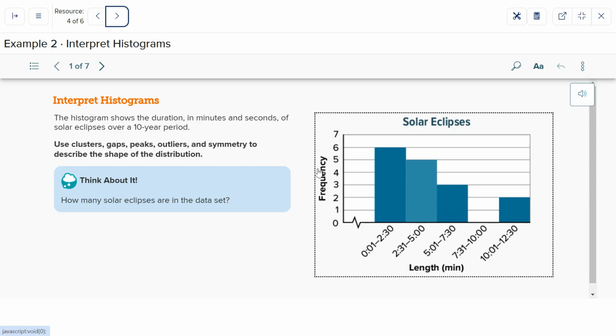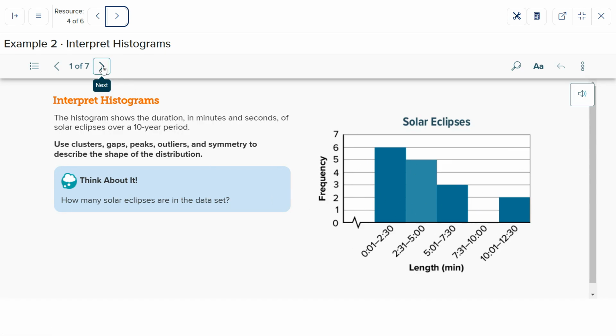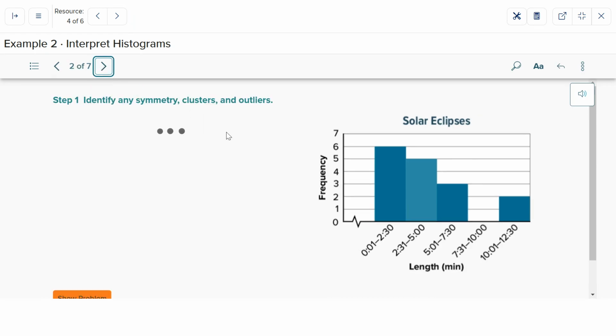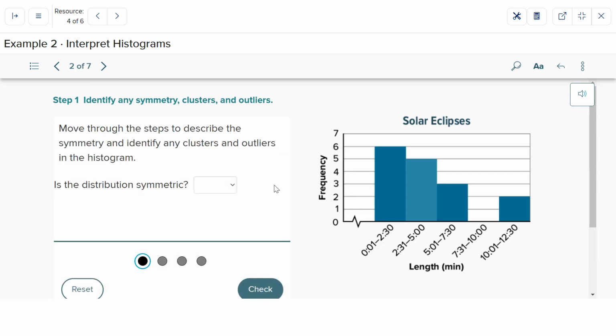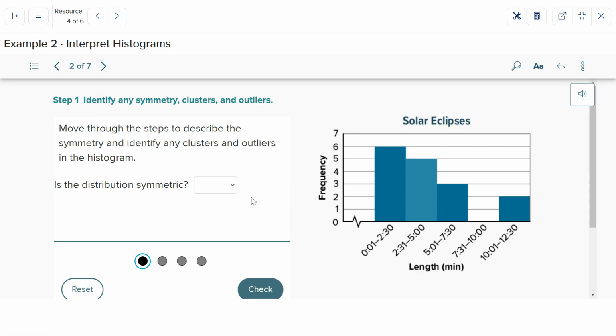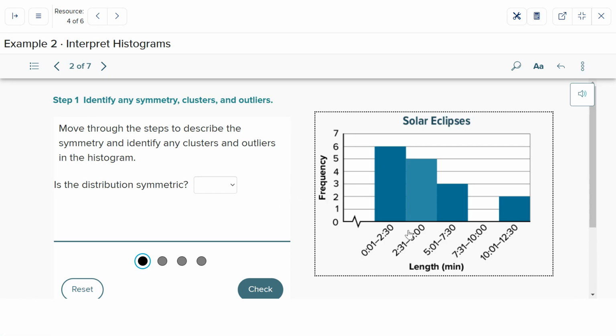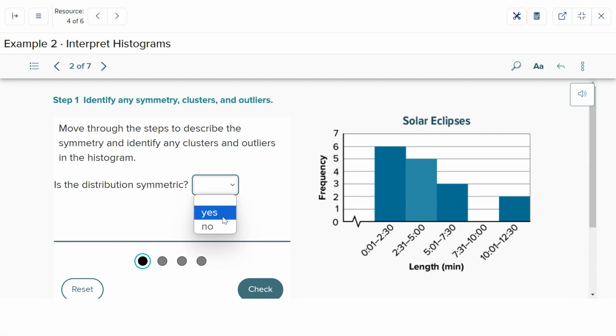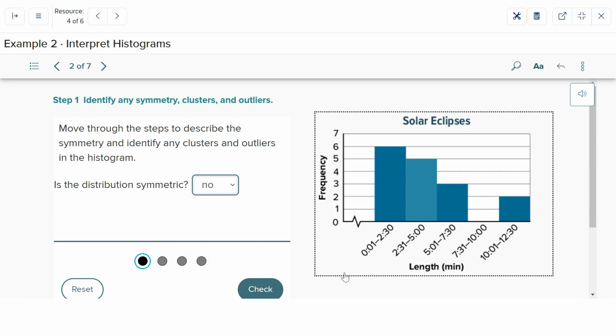So we can see right away we have peak, we have gap, we have cluster. We might have an outlier. Let's look. Identify any symmetry, clusters, and outliers. So the symmetry works the same way in a histogram as it does with a dot plot. If it's the same on the left side as it is on the right side, then it is symmetric. That is not the case with this particular histogram, so we're going to say no, it is not symmetric. It's much heavier on the left side.